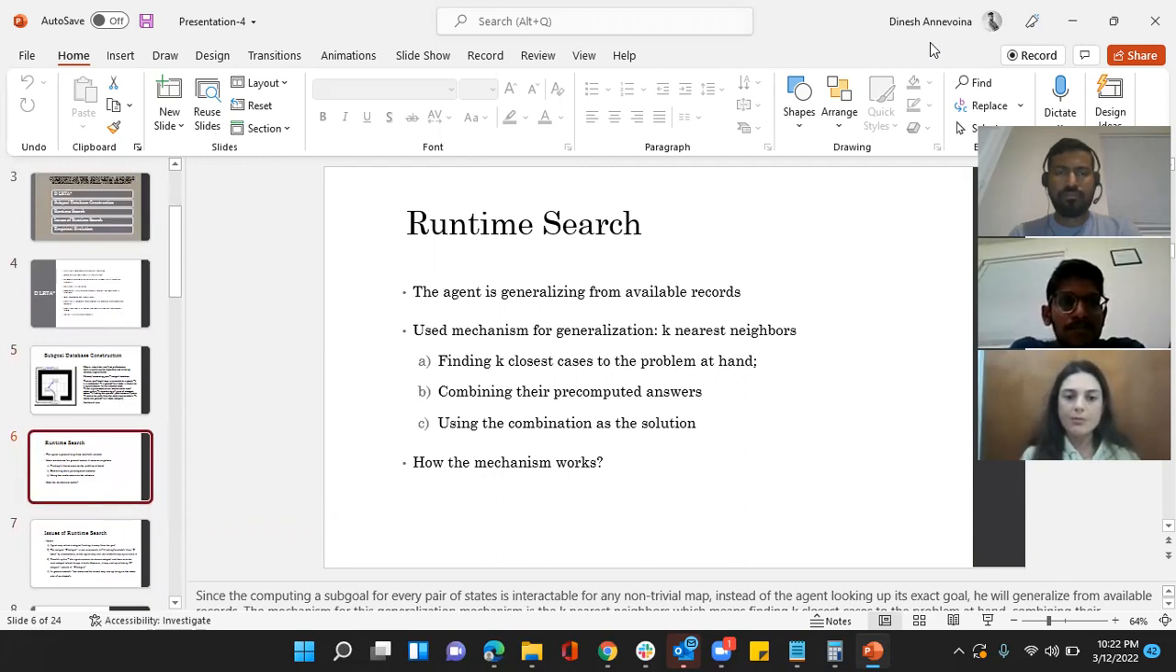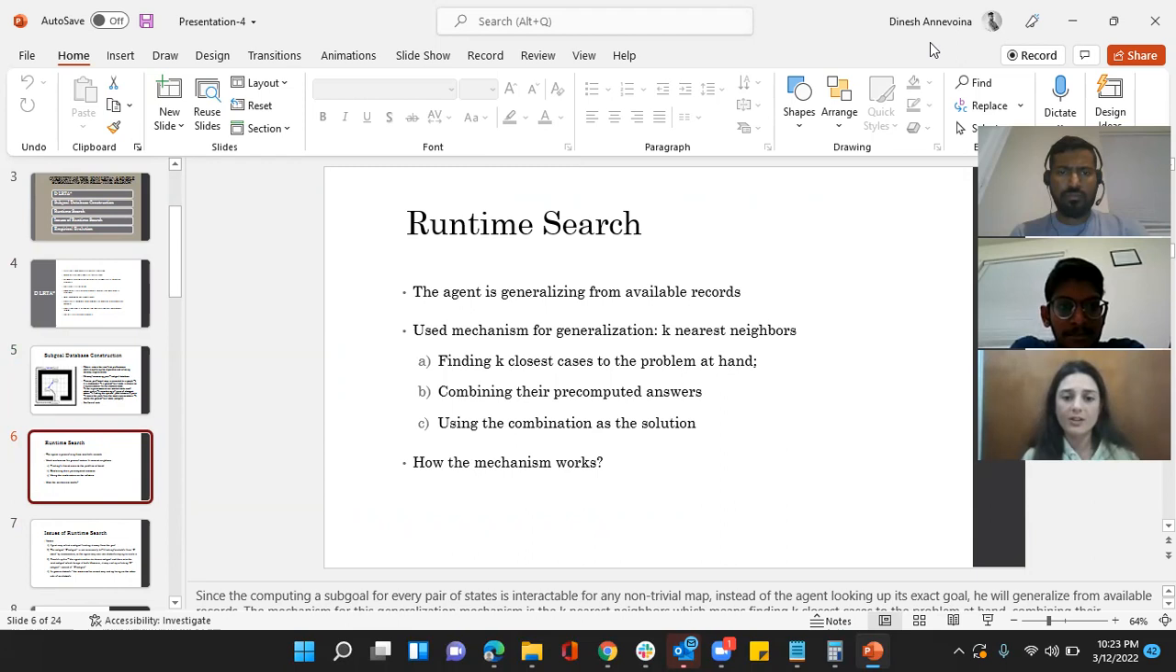Since computing the subgoal for every pair of states is intractable for any non-trivial map, instead of the agent looking up its exact goal, it will generalize from available records. The mechanism for this generalization is k nearest neighbors, which means finding the k closest cases to the problem at hand, combining their pre-computed answers and using the combination as the solution.